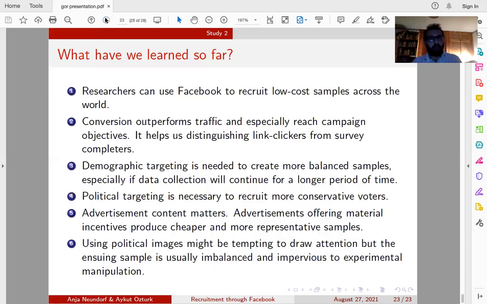So what this research shows is that it might be tempting to use political images because recruiting participants will be a very speedy, cheap process, but then your sample might be less worthy in terms of representativeness. To sum up, researchers can use Facebook to recruit low-cost samples across the world. Conversion is good, and it helps distinguish link clickers from survey completers. Demographic targeting is needed if you want to create more balanced samples. Advertisement content matters a lot, and we have found that using incentives is a very good method, especially lotteries or direct payments. You will end up with cheaper samples, recruited in a speedier way. And using political images might be tempting to draw attention, but the sample will be very imbalanced and impervious to experimental manipulation.